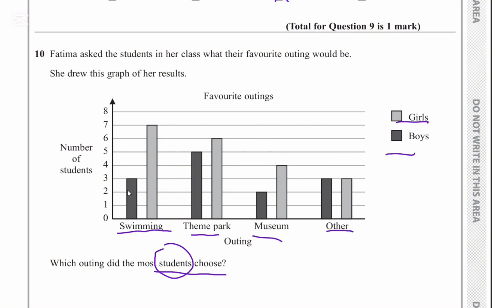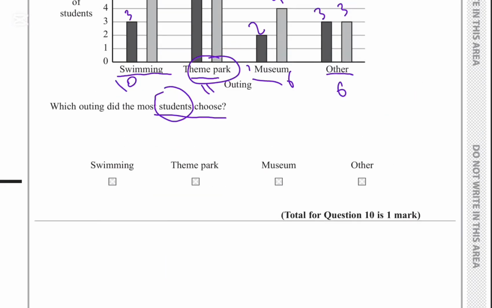So in swimming we have 3 for the boys and 7 for the girls. That means in total swimming is 10. For the theme park we have 5 boys and 6 girls, which means we have 11. Here we have 2 and then 4. That means we have 6. And other, we have both 3 and 3, which means we have 6. So which one? Obviously, we have more, so it's the theme park. Okay, so you just go right here, choose the theme park.